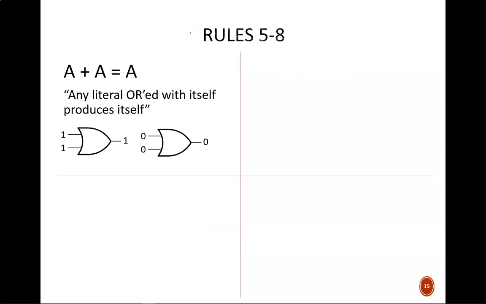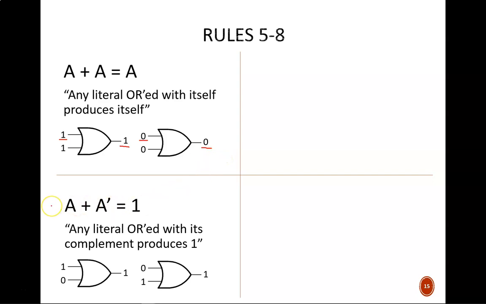Now for the next set of rules. Each one on this page will show a literal combined with itself or its complement. First up is Rule 5, which says that any literal ORed with itself produces itself. If A equals 1, then 1 OR 1 equals 1. If A equals 0, then 0 OR 0 equals 0.